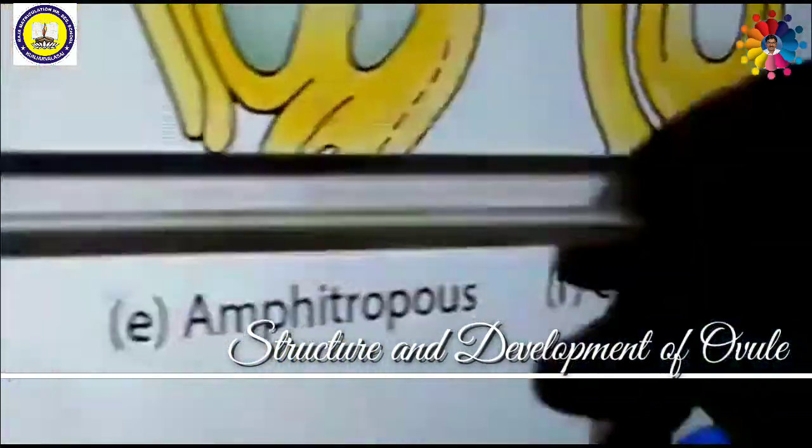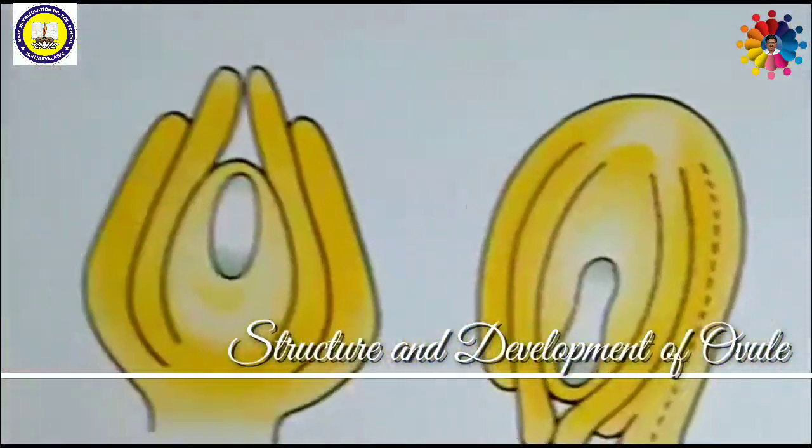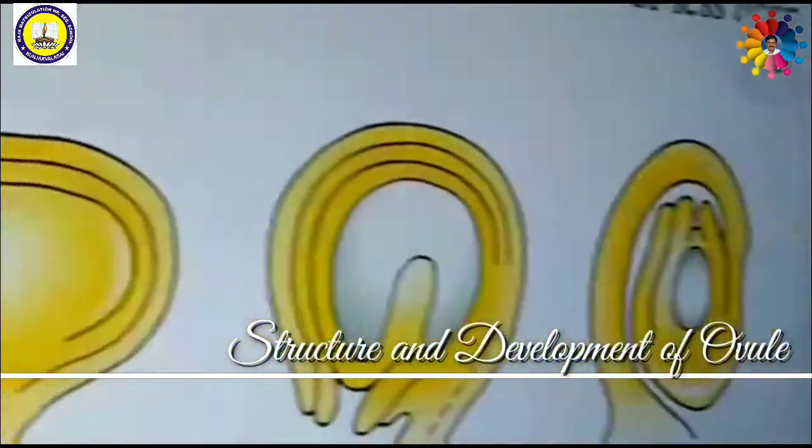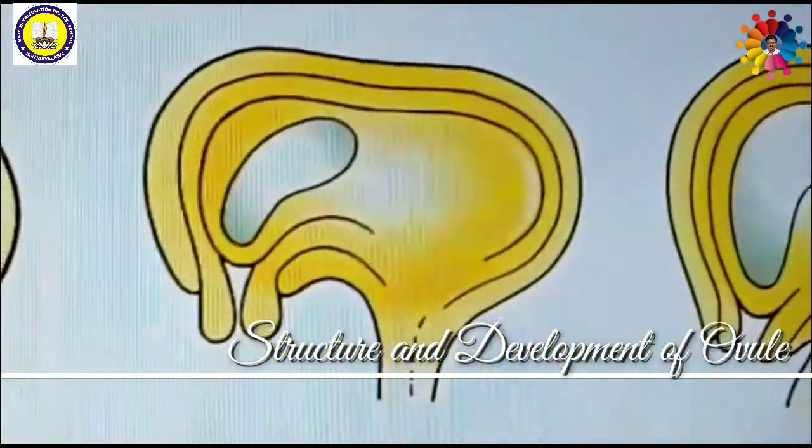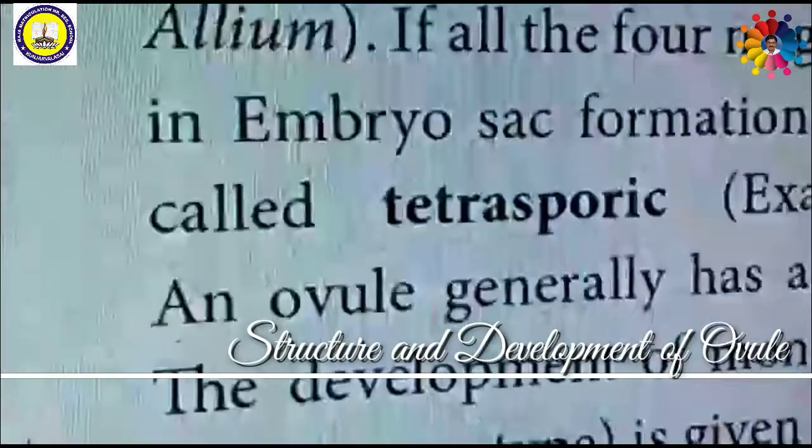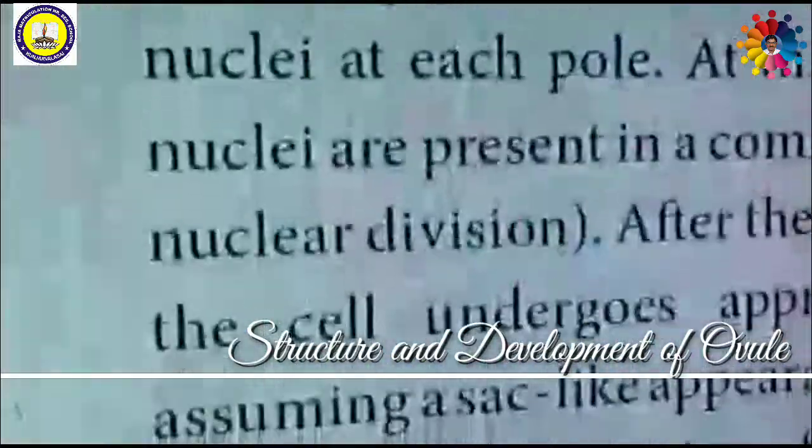So these 6 different types of ovule may be asked in the examination, for about 5 more questions. Next we are going to discuss how this female gametophyte is formed.